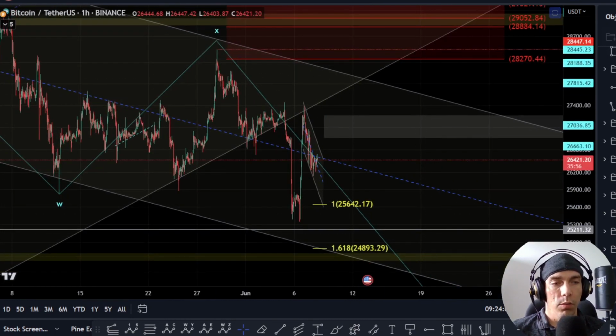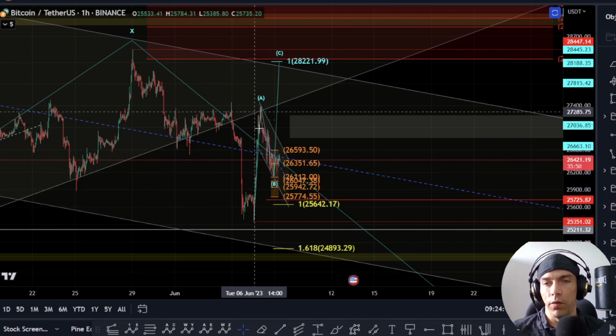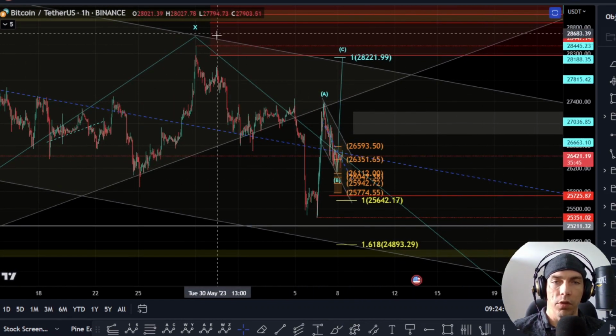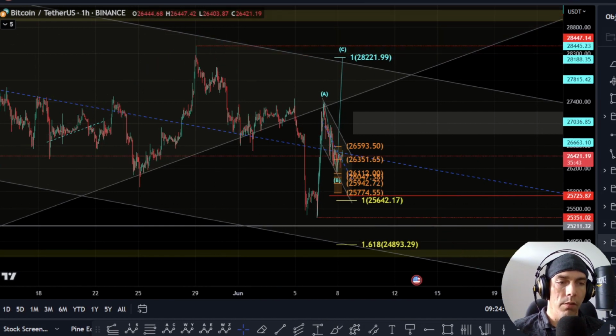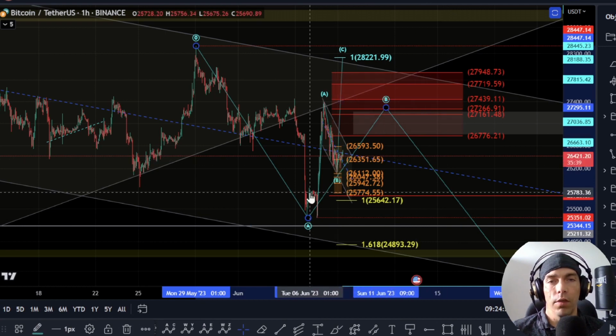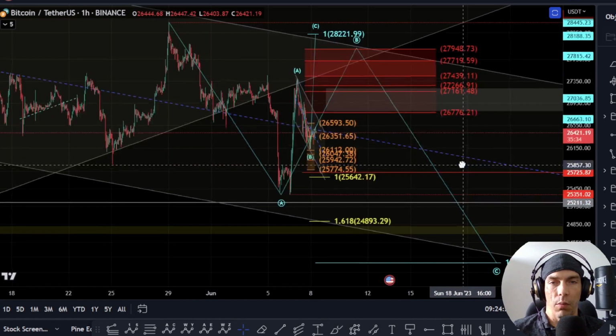Now, the way that we'd be looking for that would effectively be for this ABC to play out to the upside, and what we'd be looking for is this is A, B, and C. Now, what we'd typically be looking for, if we're looking for this possibility of being within this Y wave, would actually be something along these lines, where we'd be treating this as an A wave to the downside, looking for this B wave to the upside, and then looking for a C wave to the downside.